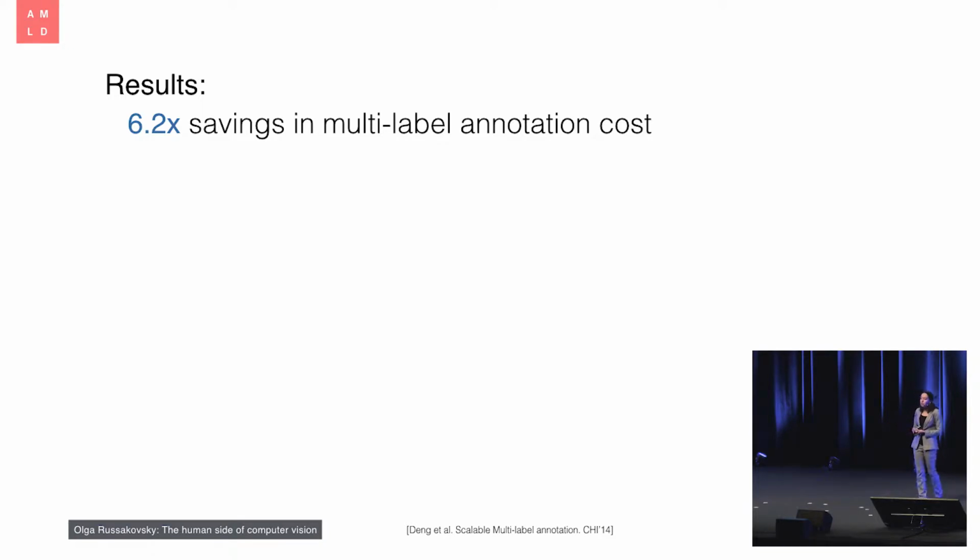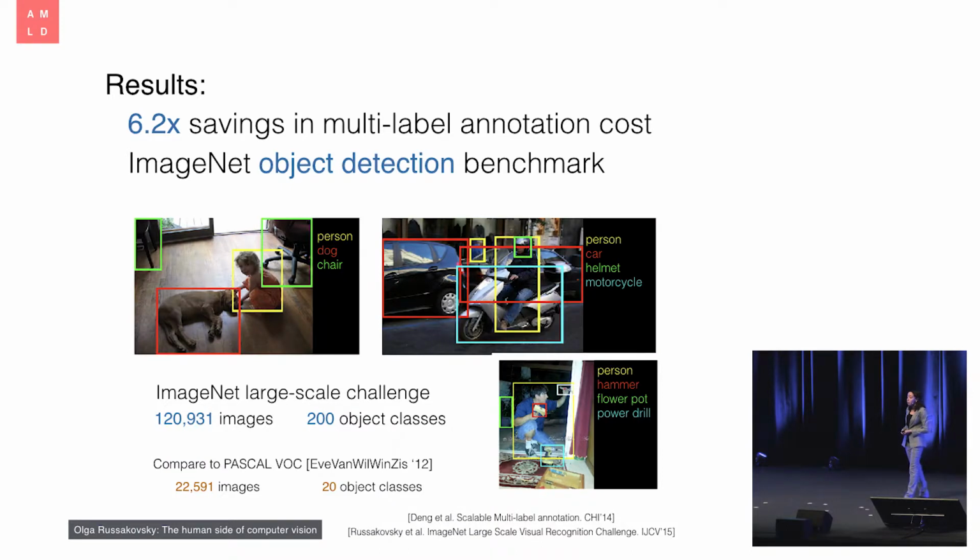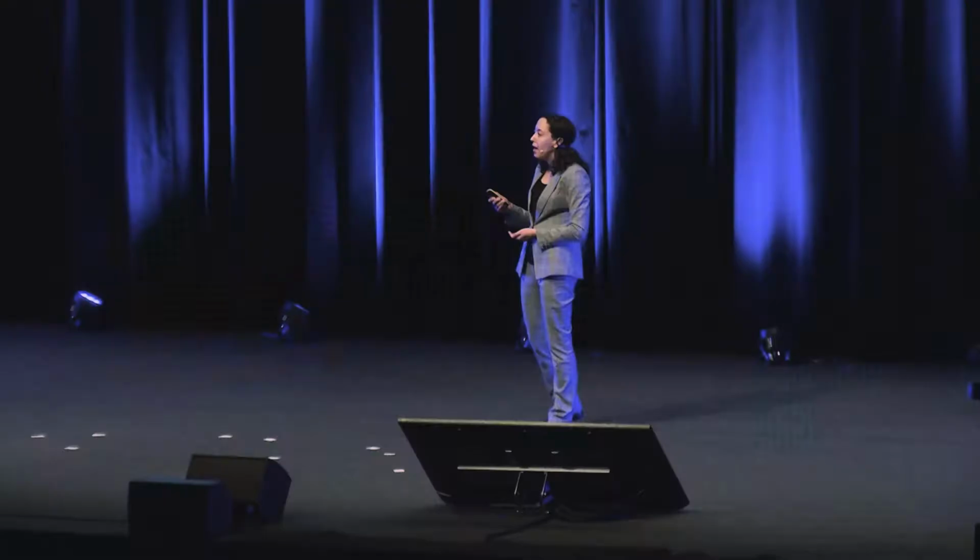And the other outcome of this is that it allows us to construct the ImageNet object detection benchmark, which scales up previous efforts by an order of magnitude in number of images, an order of magnitude in number of objects, and allows the computer vision community to now work on large-scale object understanding, to work on building systems that are able to understand more and more and more objects in the world.